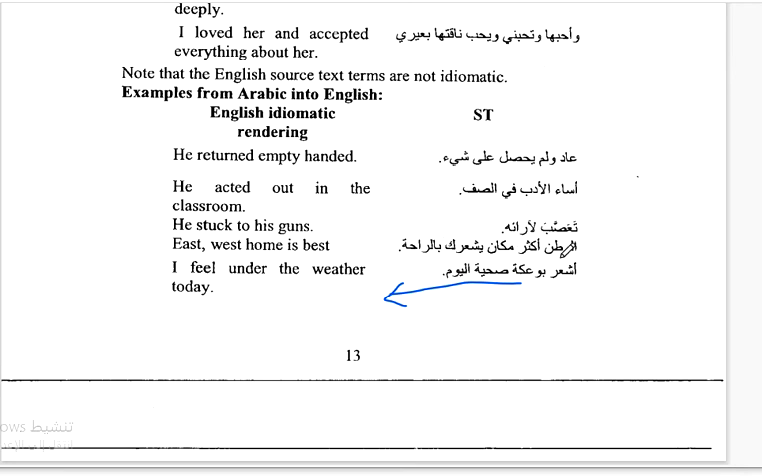Another example, الوطن أكثر مكان يشعرك بالراحة. It's translated as east or west, home is the best. تعصب لآرائه. He stuck to his guns. By the way, guns معناها أسلحة ممكن. Yes.